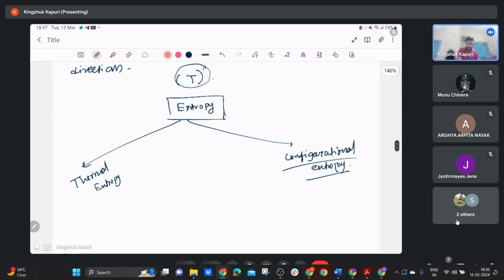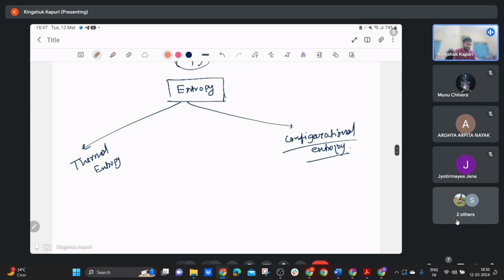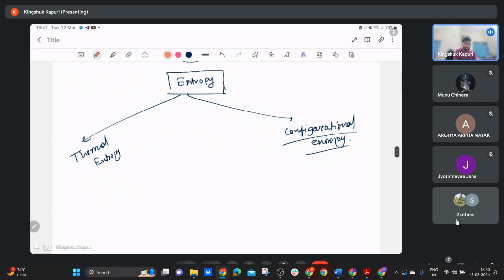Both entropies are affected by an increase in temperature, but the thermal entropy is the one which generally increases with increasing temperature. And as I have already mentioned, there is another type of entropy, which is the configurational entropy. These are the entropy generated by swapping of positions, right? So this type of entropy is called configurational entropy.